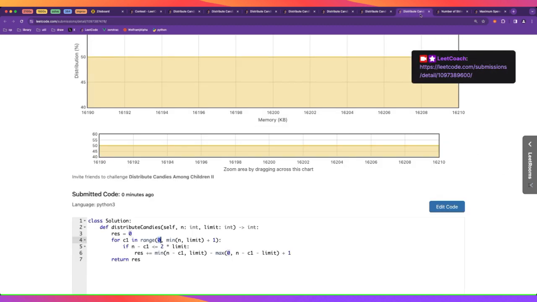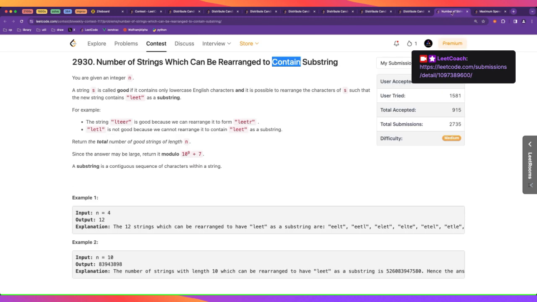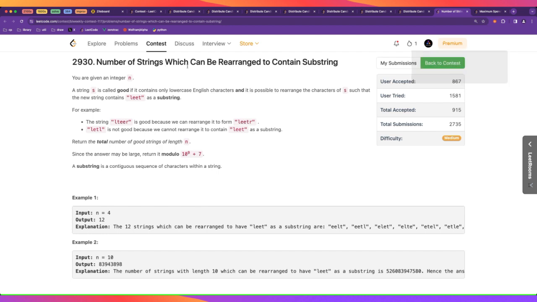We're breaking it down pretty thoroughly. So, number of strings which can be rearranged to contain substring. Given an integer n, string s is called good if it contains only lowercase English characters, and it is possible to rearrange the characters of s such that the new string contains leet, L-E-E-T, as a substring. So for example here, notice that it doesn't have to be a substring already.